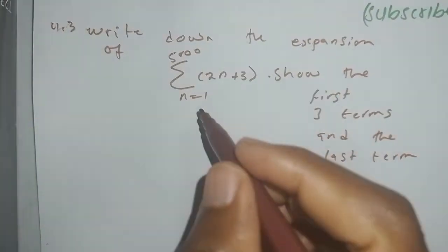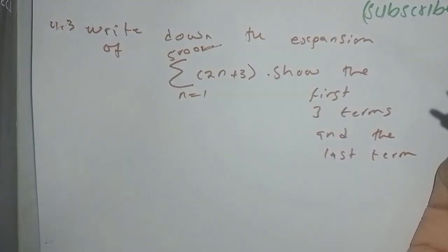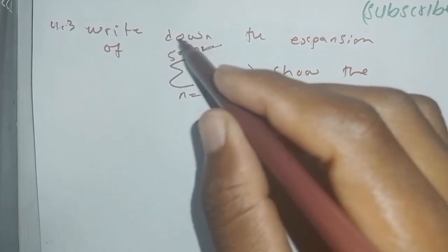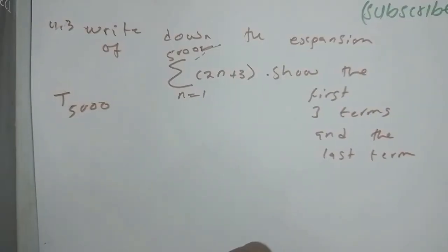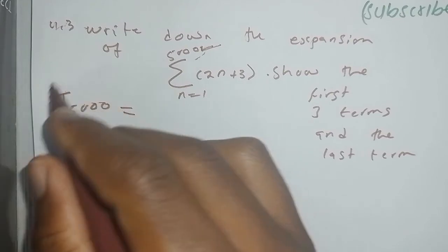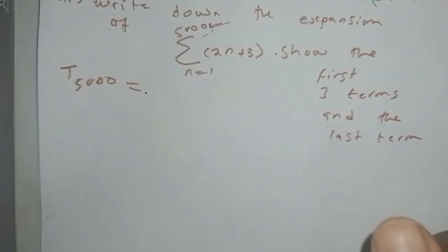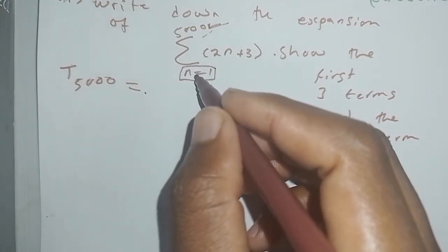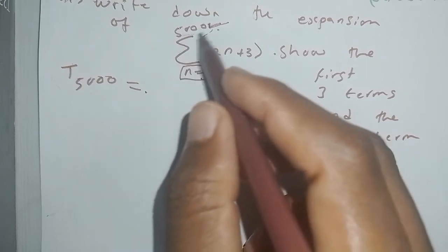There's the question. Now guys, listen. This represents the last term, which is your T5000. Then we will be having the value of this. What is the value of the last term? Now we need to calculate the first 3 terms. How am I calculating them? This represents that our terms start at position 1 up to position 5000, from position 1 to position 5000.